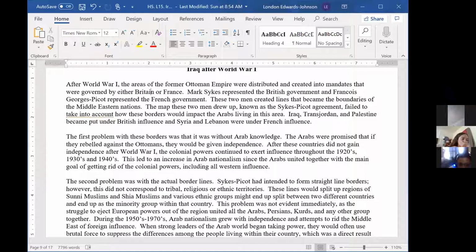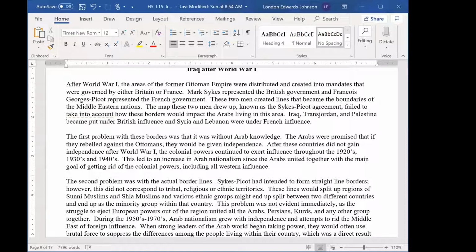Hold on one second, Kiara. Lewis, what were the Arabs promised after World War One, according to this paragraph? What did they think they were getting and ended up not getting? I'm going to come back to you. They were supposed to be given independence, but then after World War One, they weren't.